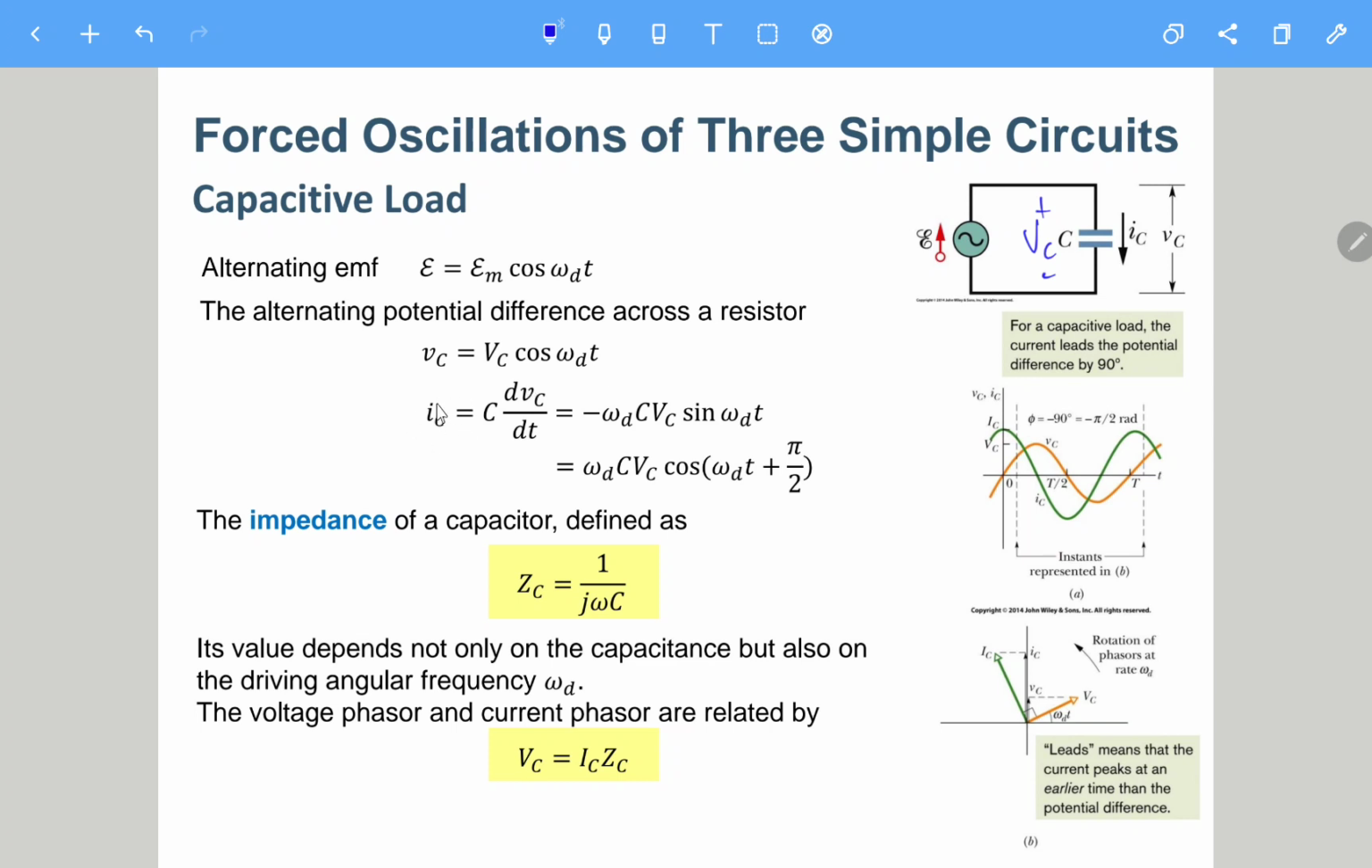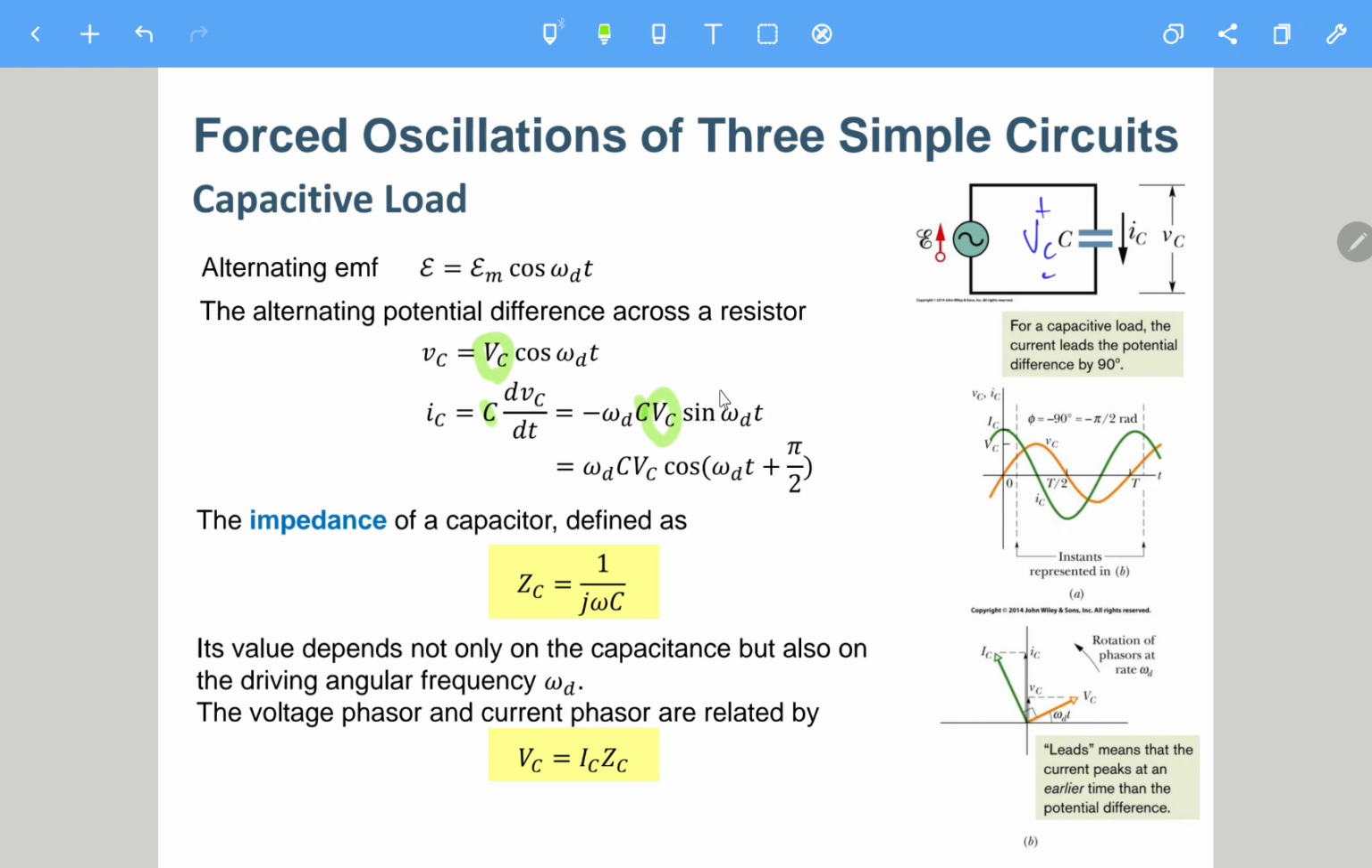But I is not just a division. IC should be C dVC/dt. So we just plug in this one here. We have C times the derivative of VC. Then we should take the derivative of the cosine, which becomes negative sine of omega_d t. And then also we should have the chain rule.